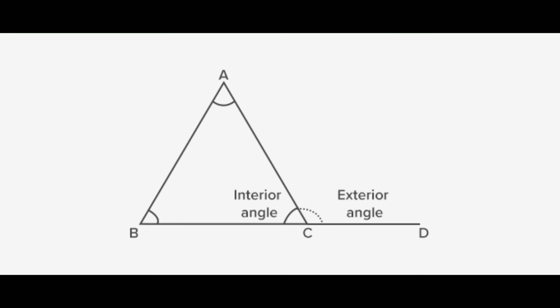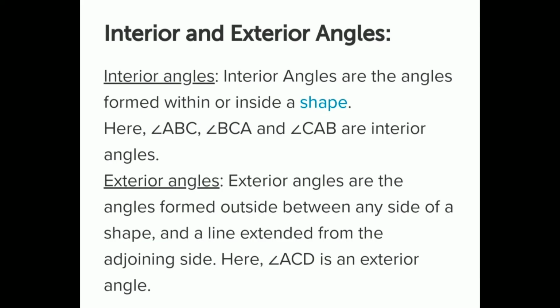You see, there are 2 types of angle: one is exterior angle and one is interior angle. So, definition of interior and exterior angles. Interior angles are the angles formed within or inside a shape. Here ABC, BCA and CAB are interior angles.